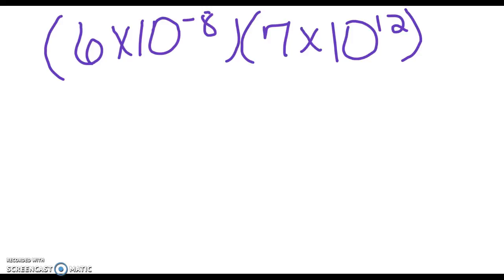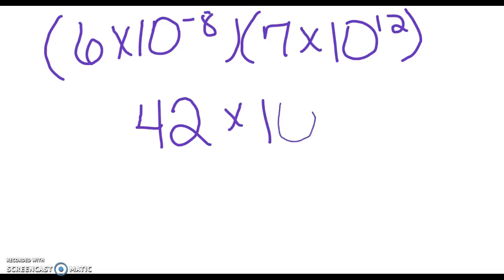Let's say I multiplied 2 numbers in scientific notation. So 7 times 6 is 42. 10 to the negative 8th times 10 to the 12th. I'm going to add exponents. Negative 8 plus 12 is positive 4. Let's see my answer now.